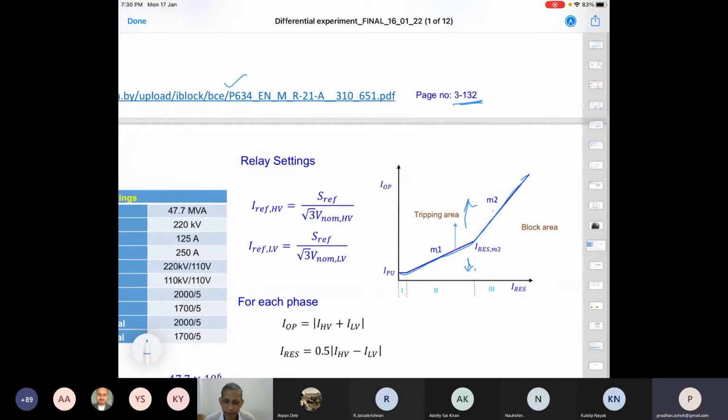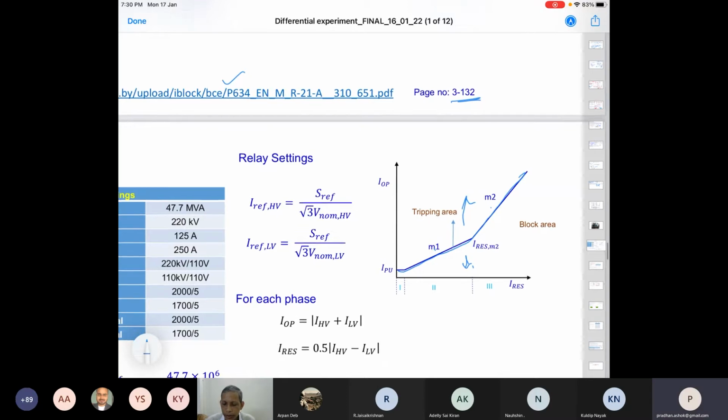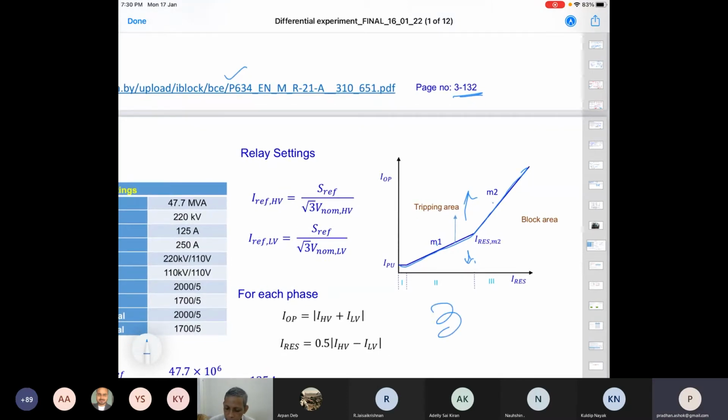How will we verify this? So what we did here, how to verify this? This is the transformer. Let's say I'm putting a single phase. We have loads and we have supply here.